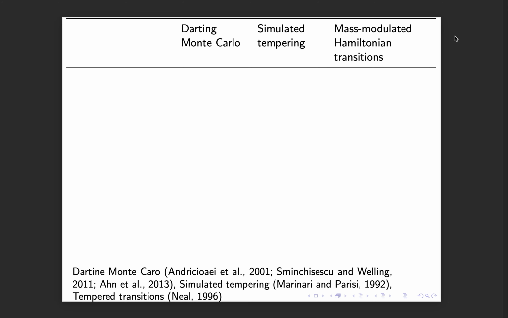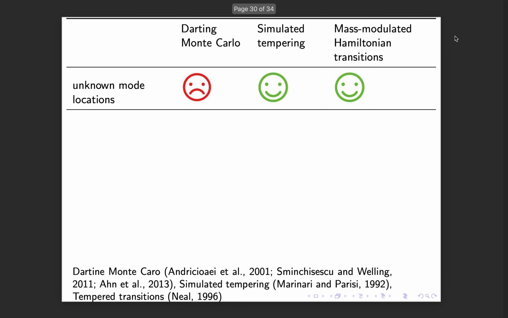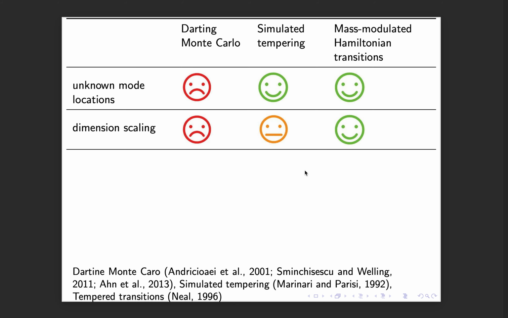When the mode locations are not known, darting Monte Carlo cannot be implemented, and the locations have to be first identified using other approaches such as deterministic gradient ascent. Simulated tempering and our approach have clear advantages in this case. Darting Monte Carlo does not have a good dimension scaling property. Simulated tempering often uses random walk type proposals, which are known to be less efficient than Hamiltonian Monte Carlo. Our method uses the gradient information of the log target density and can efficiently sample from high-dimensional multimodal distributions.